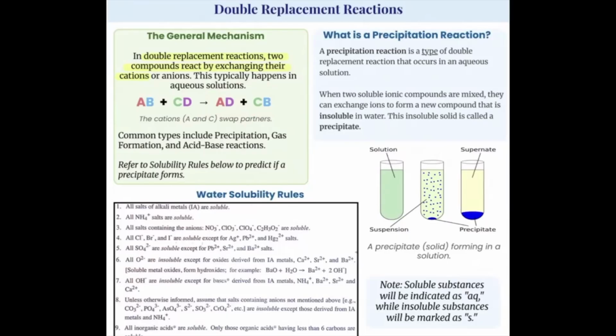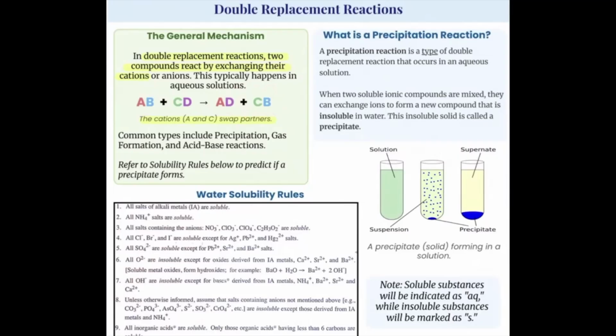So here in this formula, our A and our C are your cations, your positive ions, and they swap partners. So instead of A staying with B, it's going to pair with D, and C pairs with B. That's a double displacement. We're having a double switch. And just one thing to note before moving on, keep in mind that your B and your D are your anions, your negative charges. Okay?